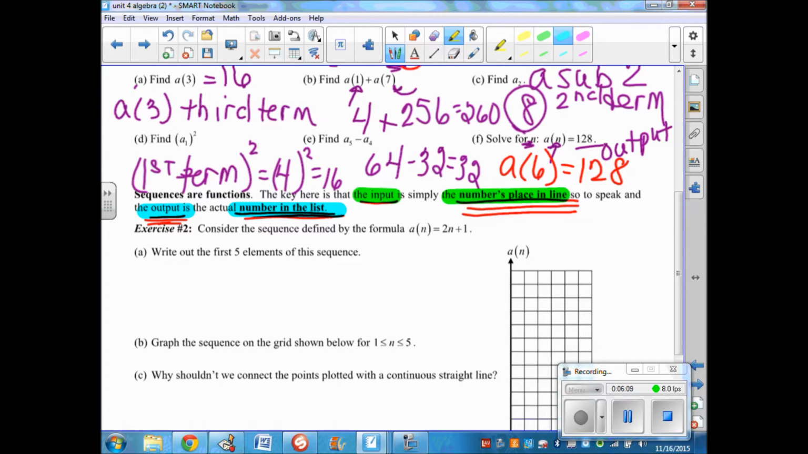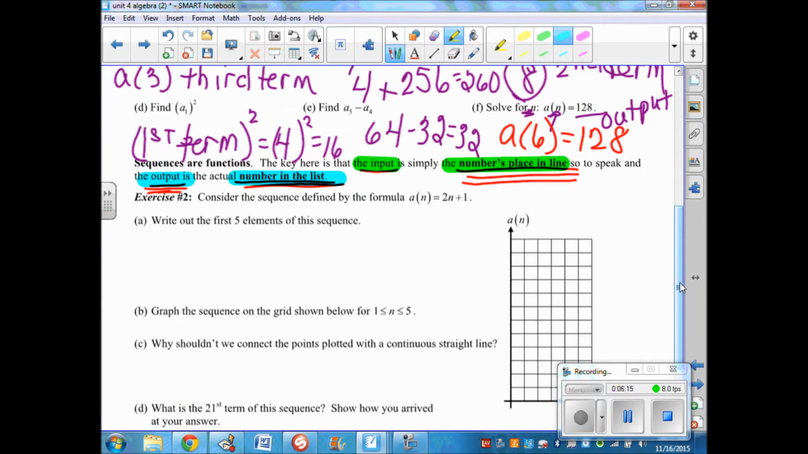Now it says, consider the sequence defined by the formula. So now they're giving us a formula for this. A sub n equals 2n plus 1. So they didn't give us the list of numbers, but they gave us the formula to generate the numbers.